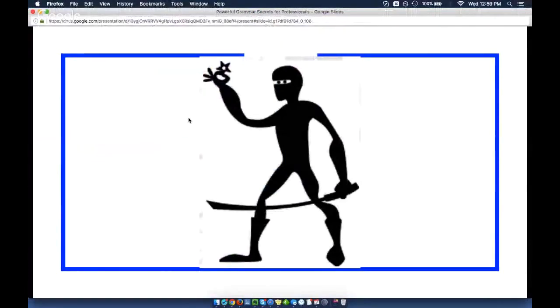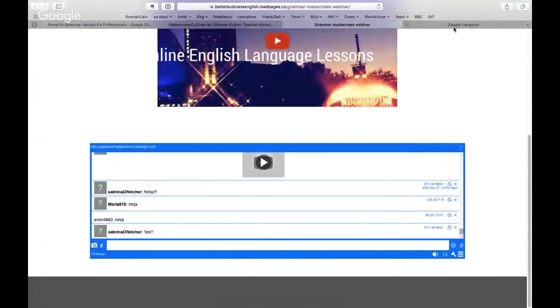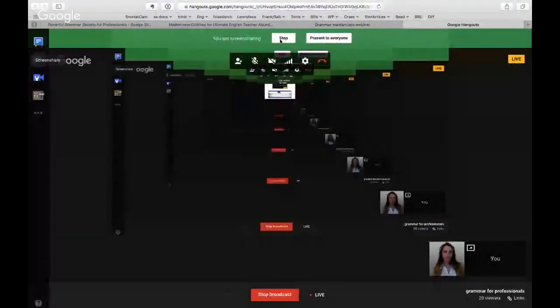Why do I have a picture of a ninja when I'm talking about using less grammar, not more grammar, and not being a know-it-all? The reason is because instead of spending all of this time learning all of these tenses that you're just going to forget, just learn a few tenses. And when you learn a tense, make sure you learn it like a ninja.